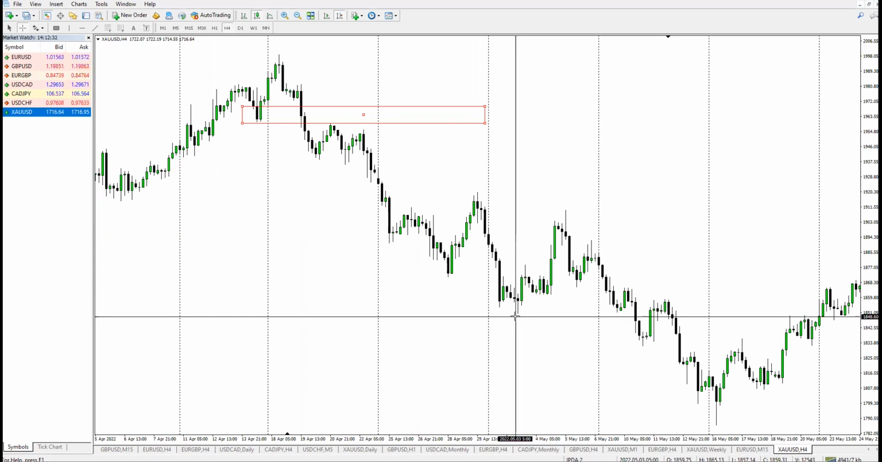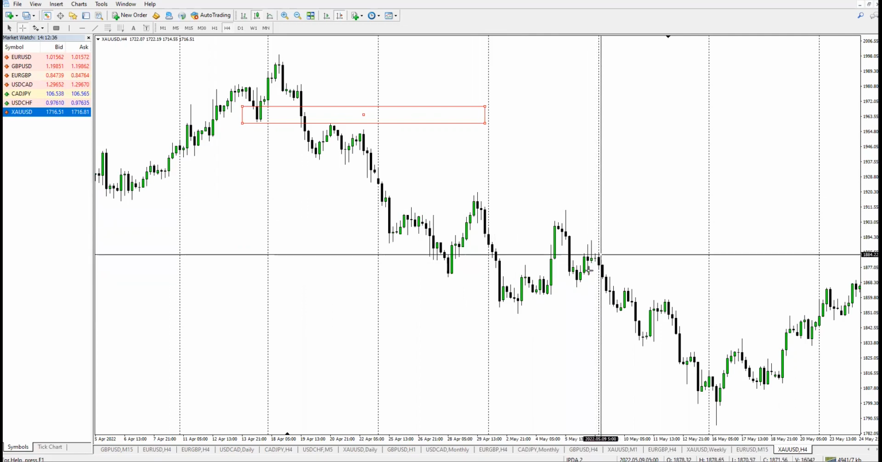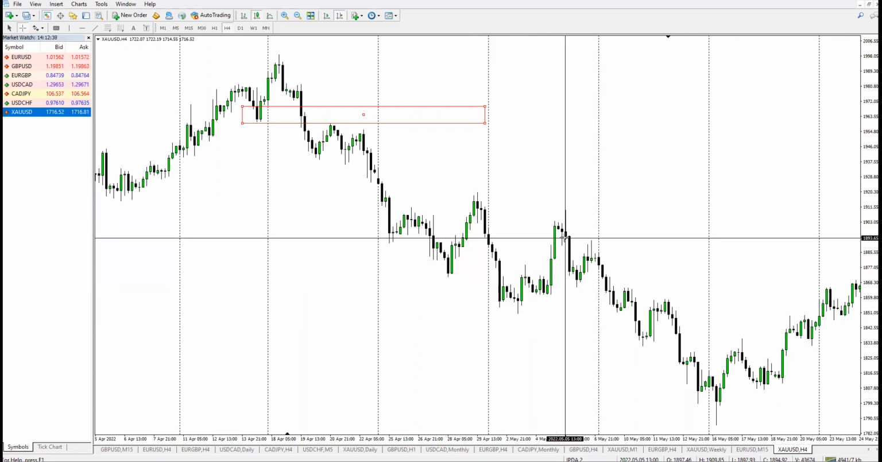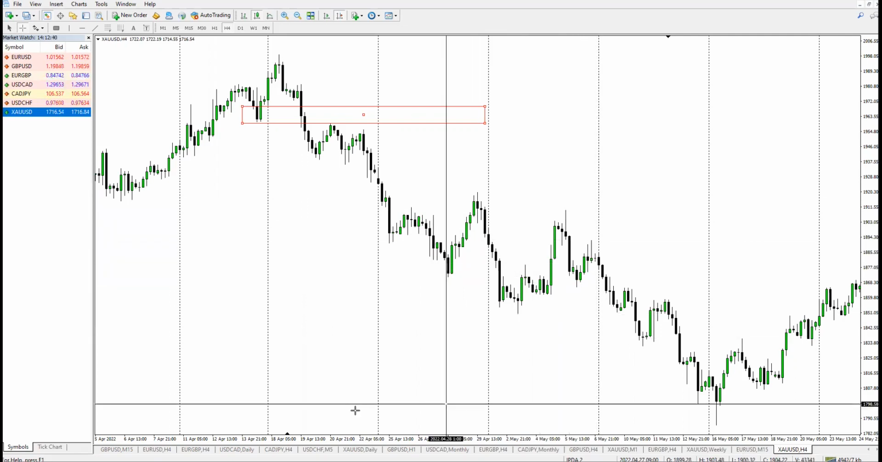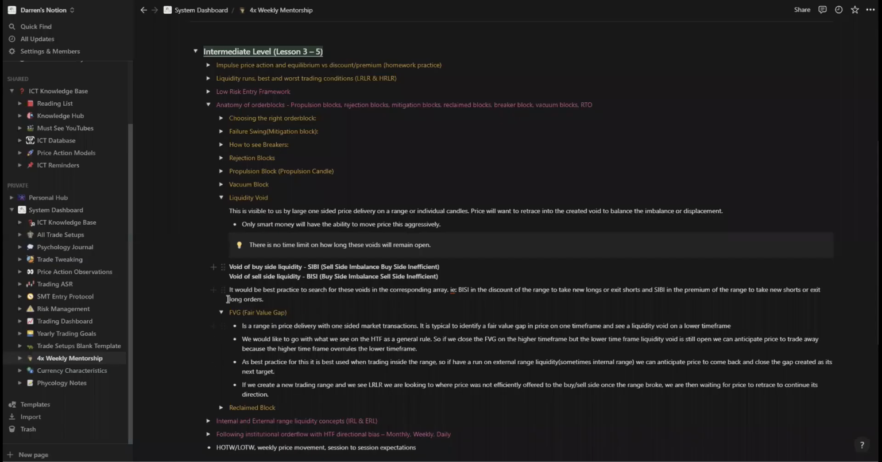And obviously you wouldn't know that because if you tried to sell it, you would have had to wait maybe the whole week for it to close. But you know, this is where that higher time frame bias comes into the mix. Okay, and that is your fair value gap.